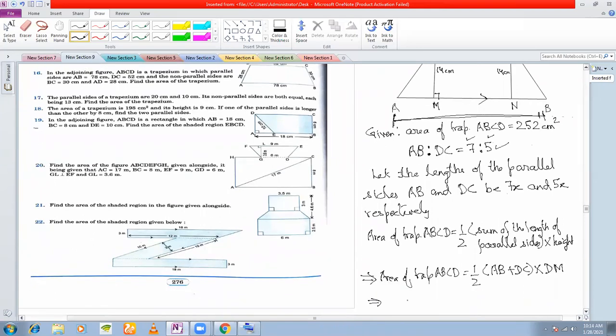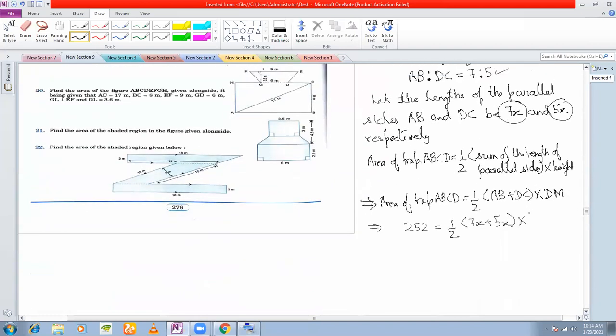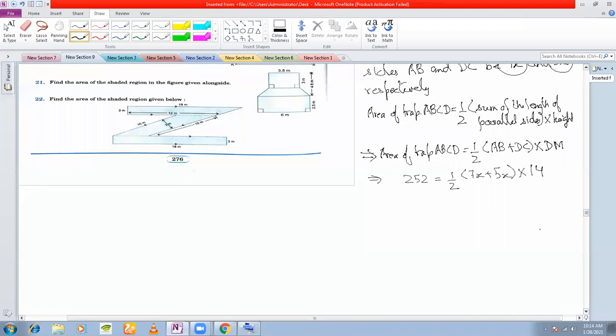Now let us put the values. What is the area of trapezium given? It is given to be 252 is equal to half. And what are the parallel sides we have taken? The length 7x and 5x. So let us put it here: 7x plus 5x, into the height of the trapezium. The height of the trapezium is given to you as 14 centimeters. So let's put it here, 14. Now this becomes a simple linear equation which you can solve, right? Let us solve this equation.